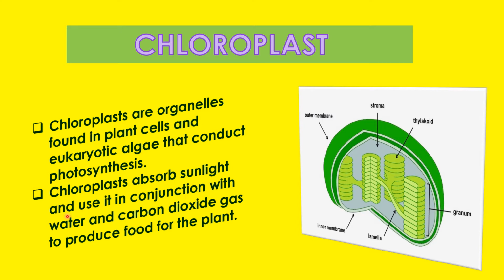Chloroplasts absorb sunlight and use it in conjunction with water and carbon dioxide gas to produce food for the plant. For photosynthesis to happen, the water and carbon dioxide have to reach the leaves. Chlorophyll present in the leaf cells traps light energy of the sun, which initiates the chemical process of using carbon dioxide and water to form glucose. This process releases oxygen into the atmosphere through the stomata.